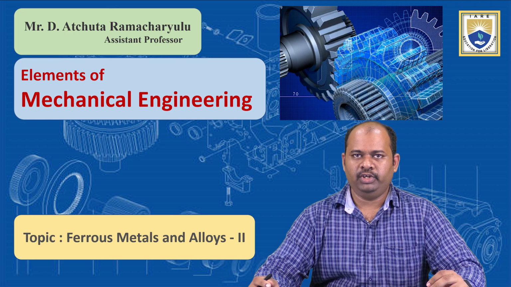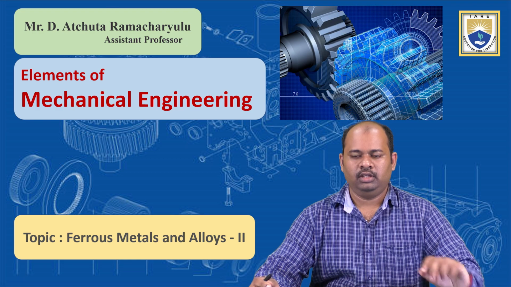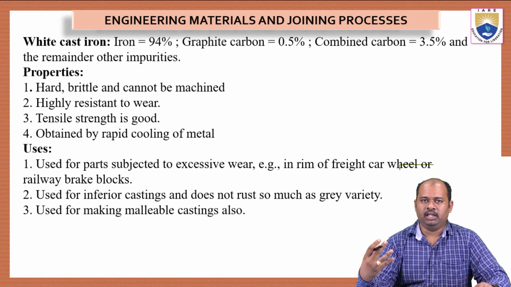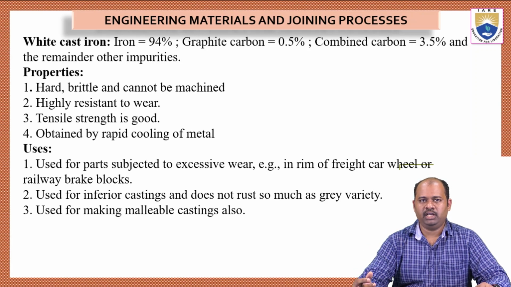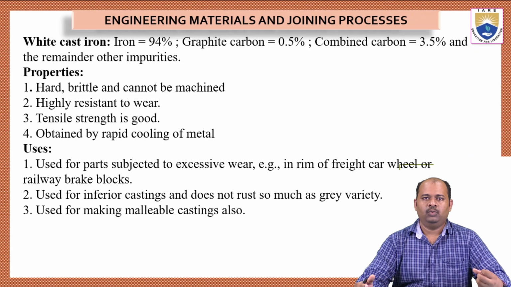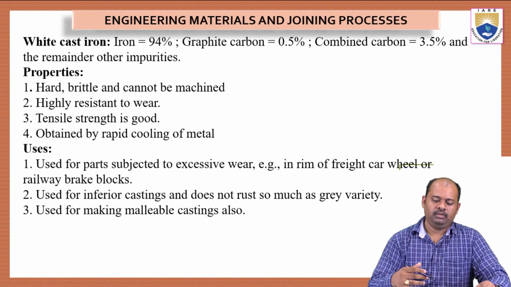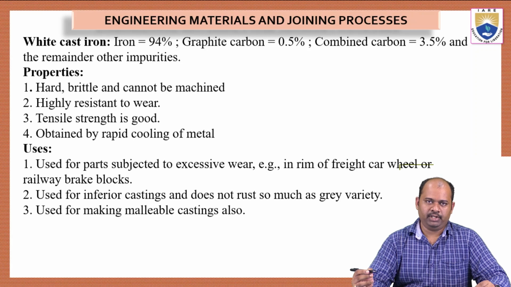In this lecture, we are going to see what are the different ferrous materials and their alloys. In the previous lecture, we have seen what are the different types of iron that are available in nature and how they can be converted into different forms of steels and other forms of iron. Now in this lecture, we are going to see what are the different types of cast iron, what are their properties, and applications where these different types of cast irons can be used efficiently to prepare different types of objects in engineering applications.